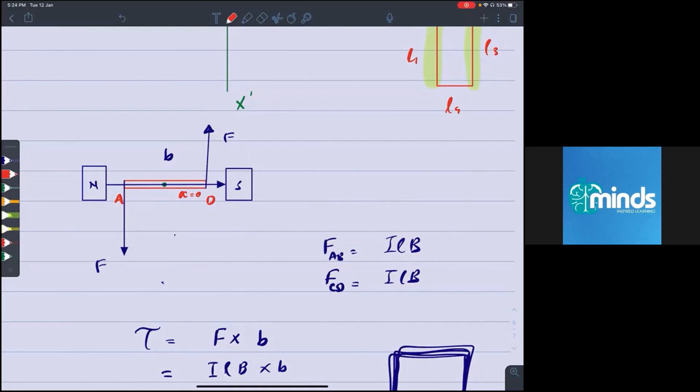But the coil will rotate. And when the coil rotates, it will take different positions. For example, let me explain it further. This is the initial position. This coil will rotate in the anti-clockwise direction. So after some time, it will be like this. Then after some time, it will be like this. Am I getting through? Because the coil will keep on rotating in the anti-clockwise direction, right?